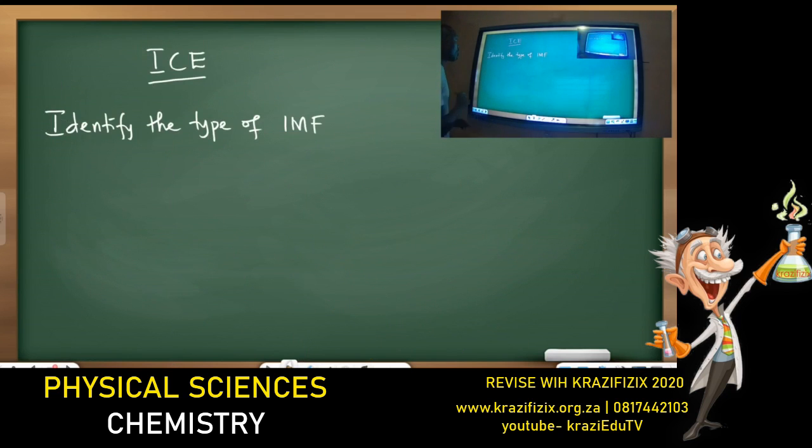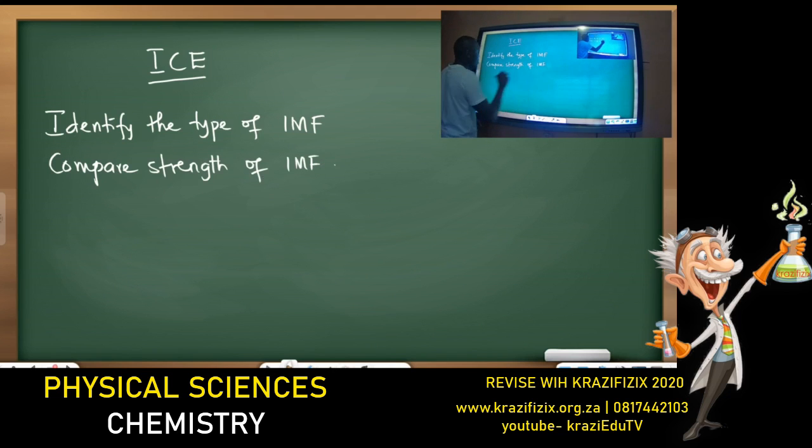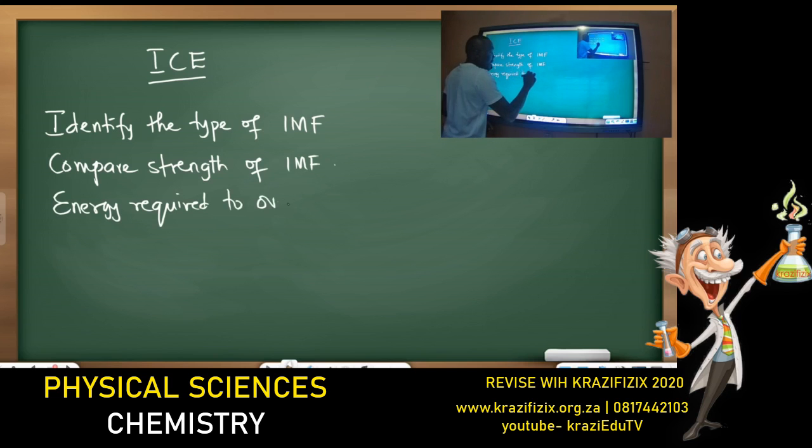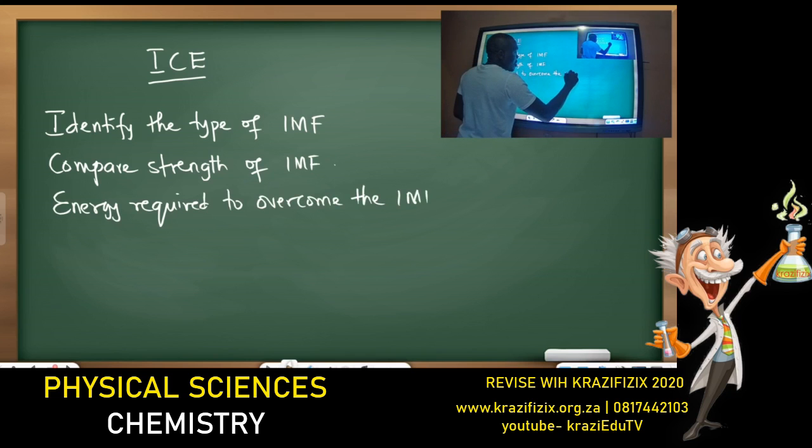All right. Identify the type of intermolecular force. Number 2, you compare the strength. You know the strength already. Compare the strength of the intermolecular force. And number 3, you talk about the energy required to overcome the intermolecular force. If it's a strong intermolecular force, then we talk about a lot of energy required to overcome that intermolecular force. I'm sure I'm going to use these 3 to answer a question.